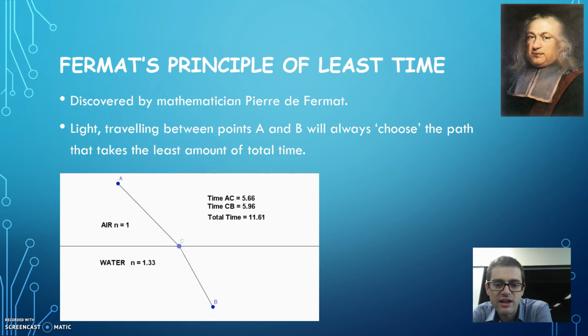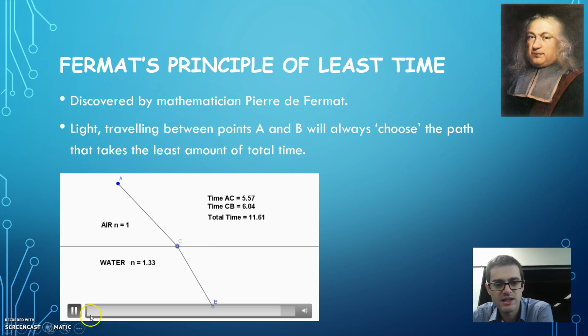And I get to that point about there where I am now. So the smallest amount of time I can get is 11.61, which is about there. So that there is the actual path that the light ray will take. It won't go in a straight line from A to B. It'll go from A to C, and then it'll bend inwards, be refracted inwards, and go from C to B. And that path will take the least amount of time to get from A to B.